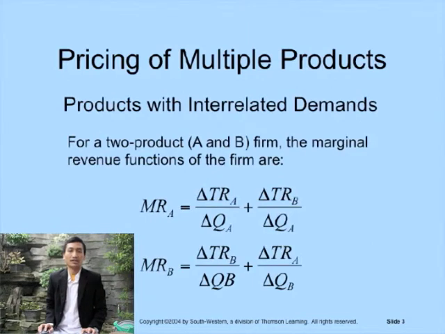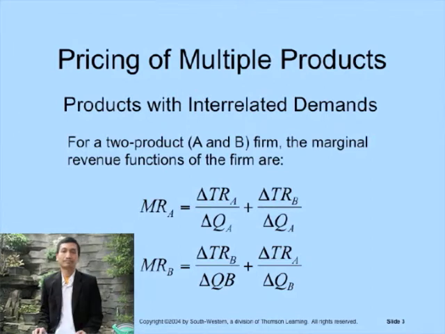We can see this is the equation of pricing of multiple products. For two products A and B, the marginal revenue function of the firm is described with this equation. In this equation, we can see that if the second term of the right-hand side of each equation is positive, we can say that these two products are complementary. But if the second term of the right-hand side of each equation is negative, these two products are substitutes.